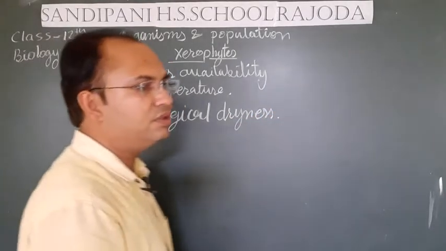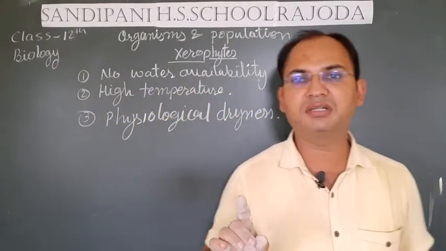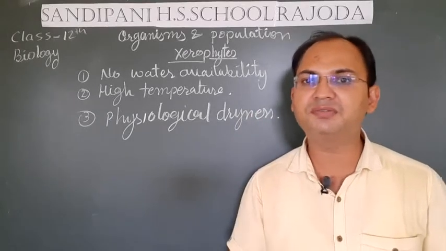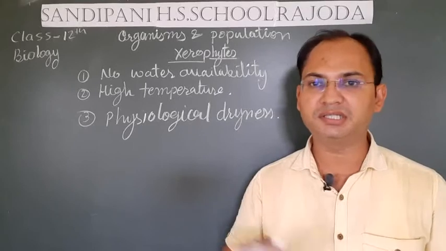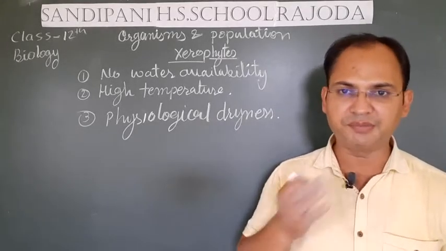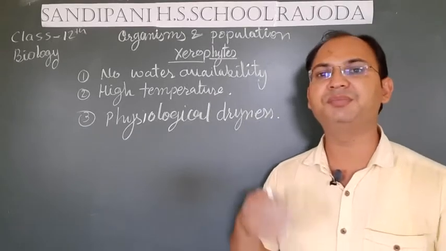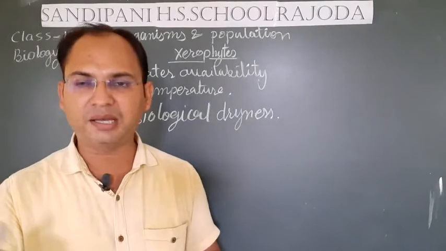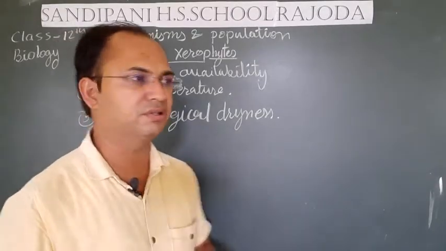In physiological dryness, students, always remember that adequate, sufficient water is present, but it is unusable for the plants just because of the nature of the water. It may be too salty, or acidic in nature, due to which the plant cannot absorb or use that water.